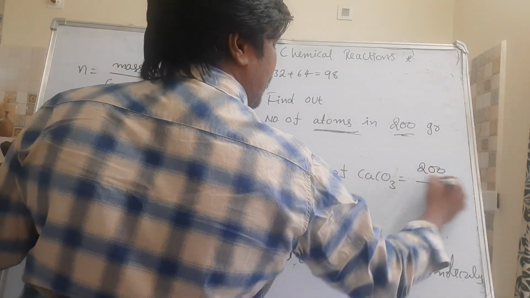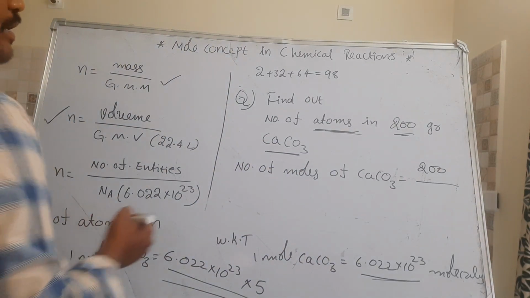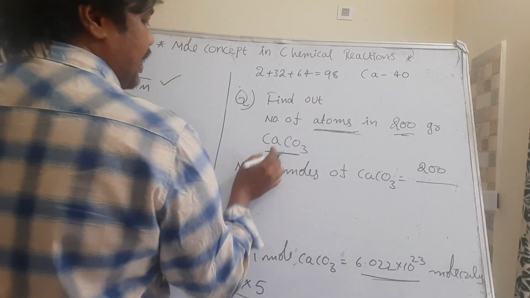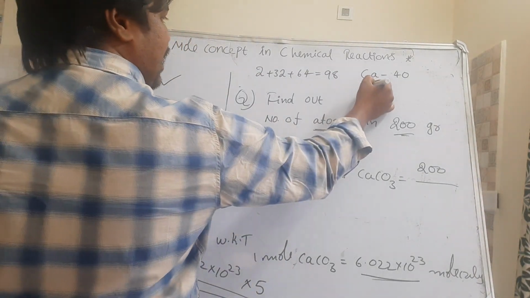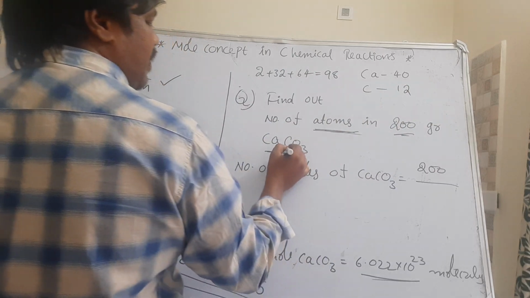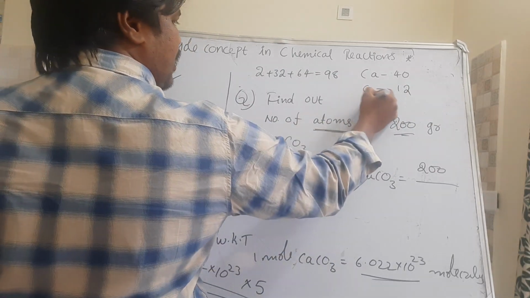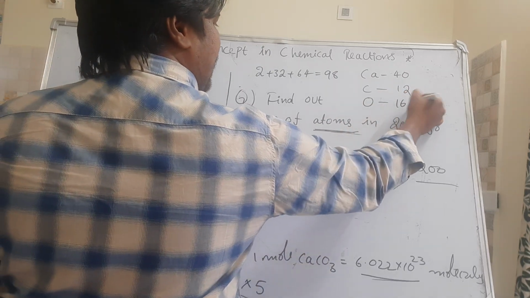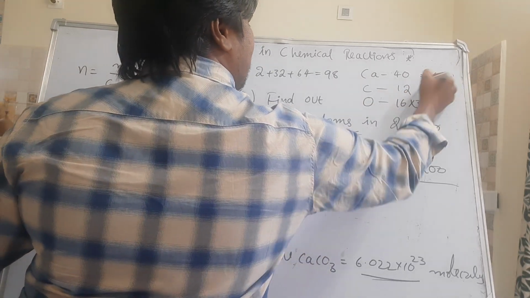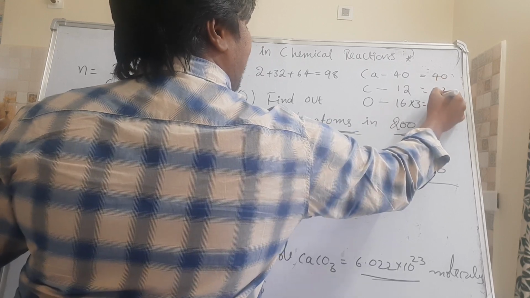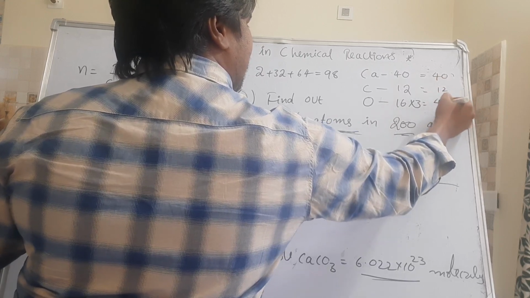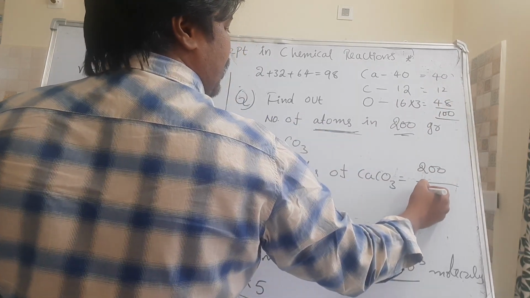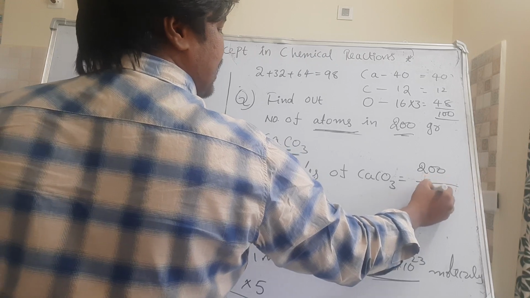Mass is 200, and the gram molar mass of calcium carbonate: calcium atomic mass is 40, and in this formula only 1 calcium is there. Carbon atomic mass is 12, and we are having only 1 carbon. Oxygen atomic weight is 16, and here we are having 3 oxygens, so 16 into 3. That is 40 plus 12 plus 48, which is nothing but 100 grams. So the gram molecular mass of CaCO3 is nothing but 100.